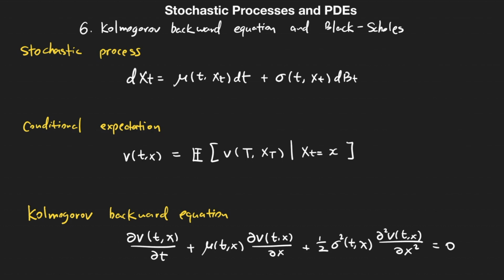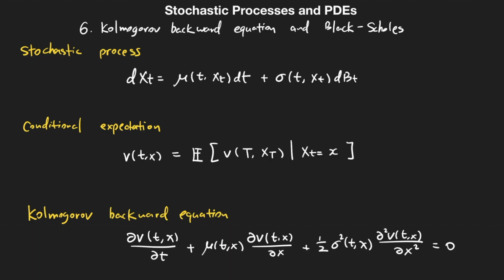In this video, our main topic is the Kolmogorov backward equation. It is a partial differential equation that describes how conditional expectations evolve over time. The famous Black-Scholes equation in mathematical finance is a special case of the Kolmogorov backward equation, based on the geometric Brownian motion and option pricing.